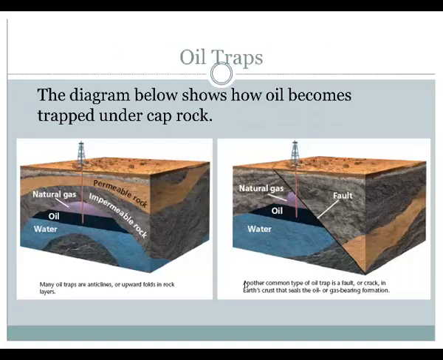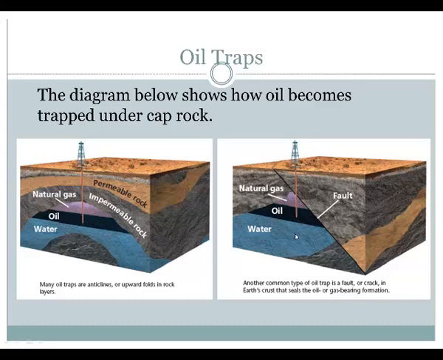So the picture right here shows this. We've got an impermeable cap rock right here. There's water usually in that area. All of the decomposing or broken down microorganisms turn into oil. Some of that oil gives off gas in the form of natural gas. Natural gas is less dense than the oil, so it sits on top of the oil. The oil is less dense than the water, so it sits on top of the water.